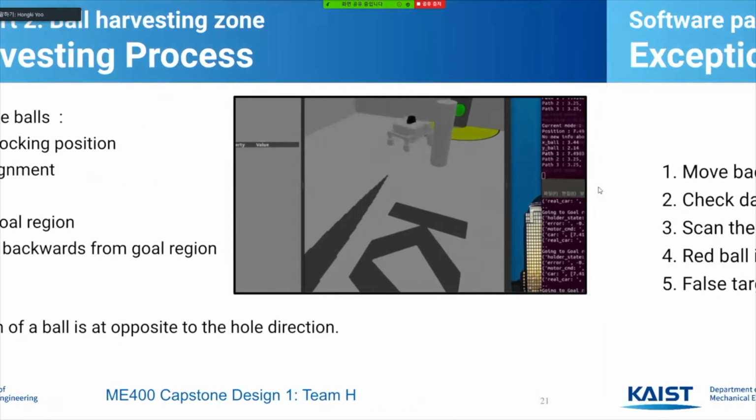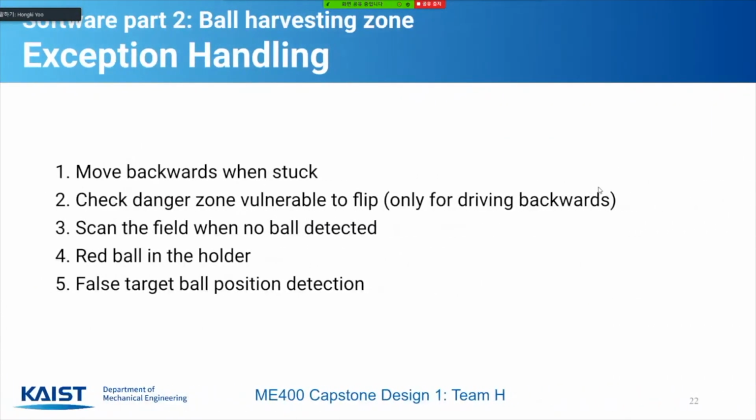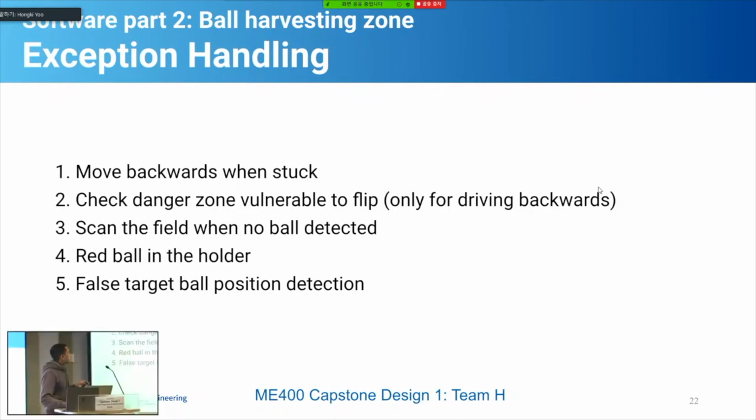Lastly, I'll talk about some of the exception handling processes. First of all, if our system was not moving for more than 2.5 seconds, we consider that a stuck state, and in that case, we go slowly backwards. Second, when we go backwards, there might be some obstacle and the vehicle could flip. So we check for any obstacle in the back, and if it is close, we stop.